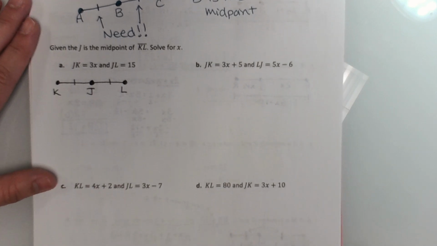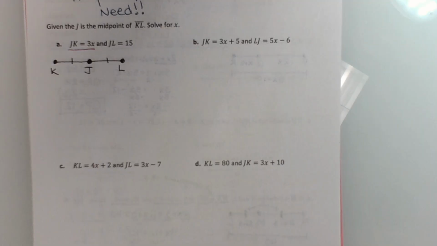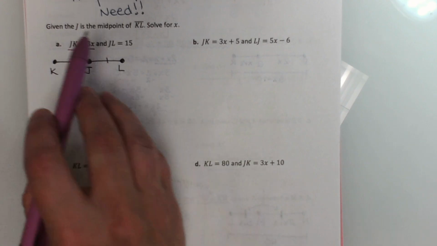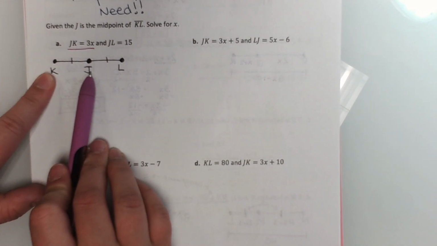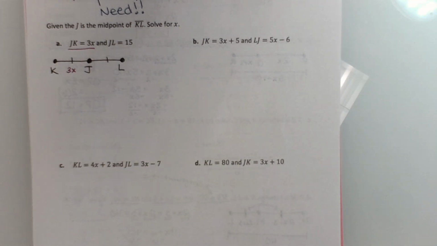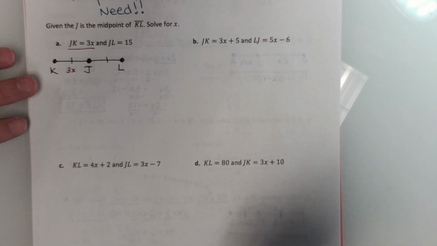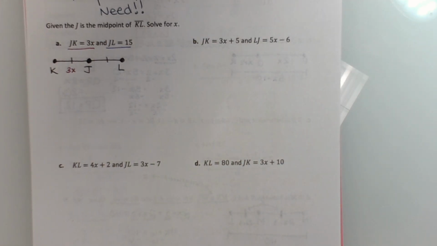The first thing it mentions is JK is 3x. Is JK the left side, the right side, or all the way across? JK. There's J, there's K. It's the left side. It also mentions JL. Is that the right side or all the way across? Right side.